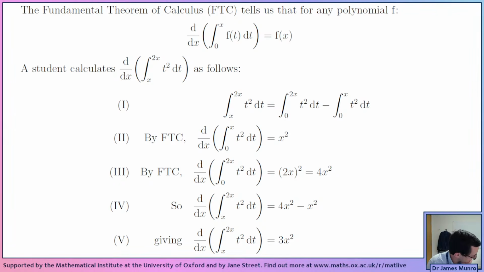Okay. And then step 5 is just them tidying things up. I don't really know how you could possibly pick step 5 as being the one with the mistake. I guess if you strongly believe that 4 minus 1 is not equal to 3.